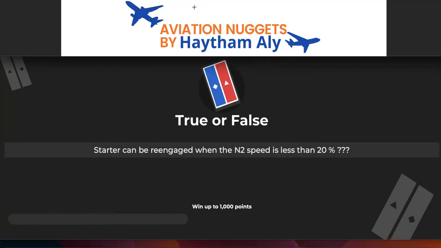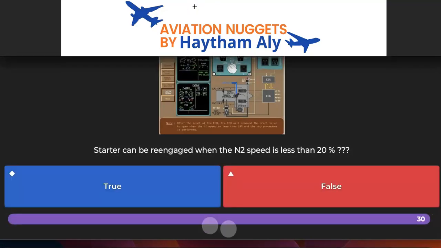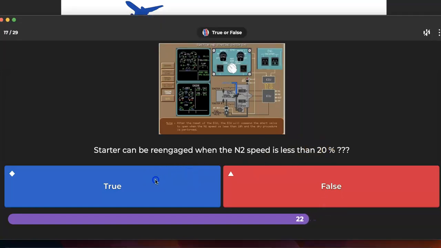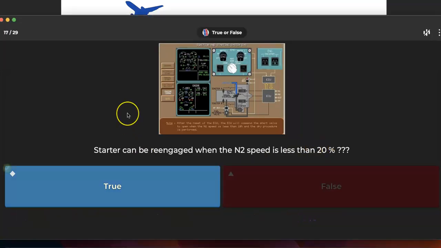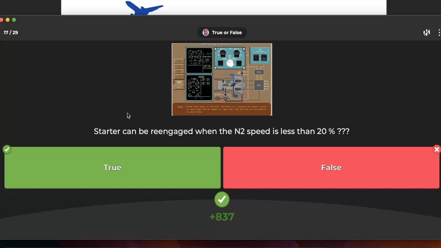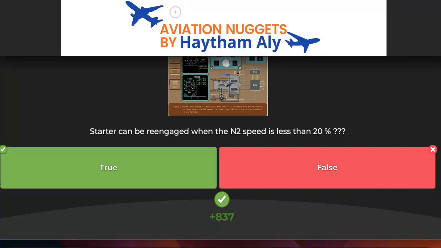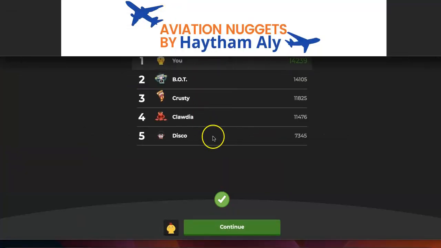Next question. Starter can be re-engaged when the N2 speed is less than 20%. Yes, this is the starter engagement speed. N2 must be less than 20% to engage the starter again.